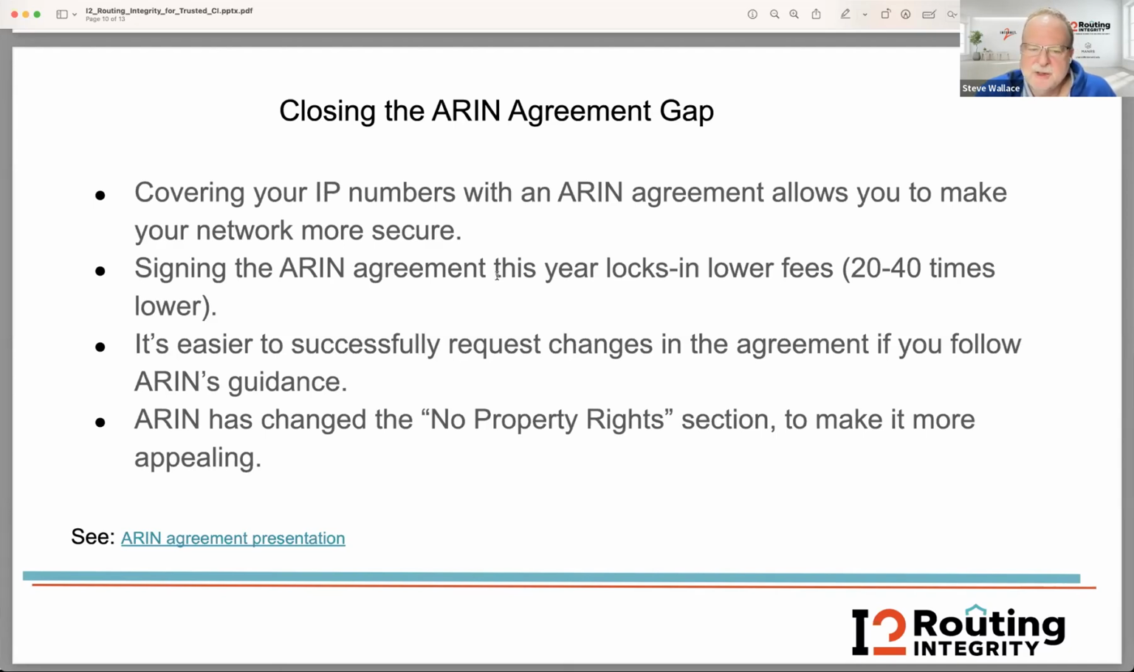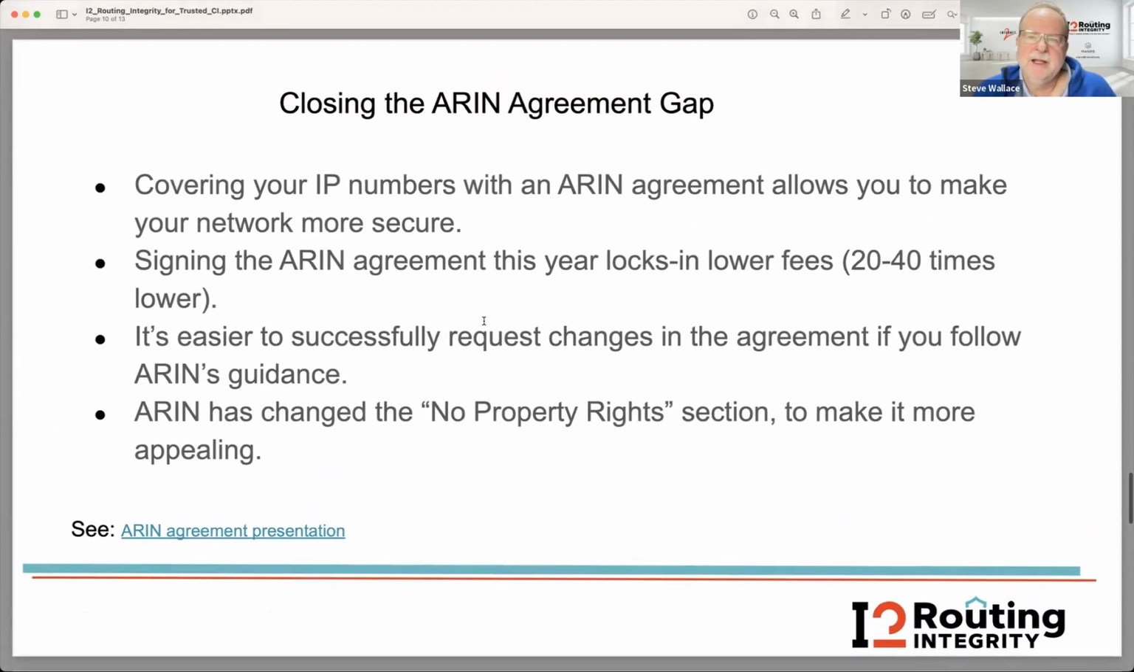For the entire Internet2 community, the difference in fees, locking them in now versus not, is over $2 million a year. So it's a huge difference in fees. Plus, if you have the agreement, you can do this super easy thing to better protect your networks. ARIN has removed some of the language from the agreement that used to be a showstopper for some, and they've also given better advice on how to make certain change requests to the agreement.